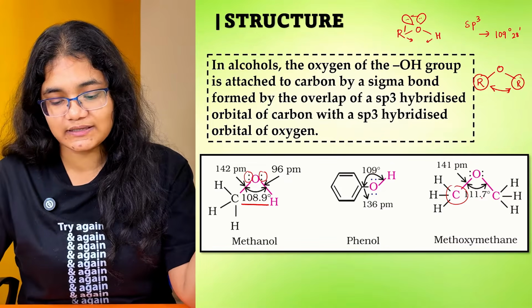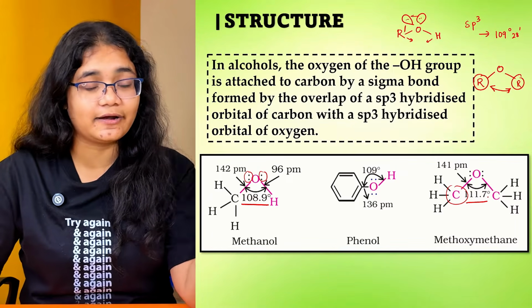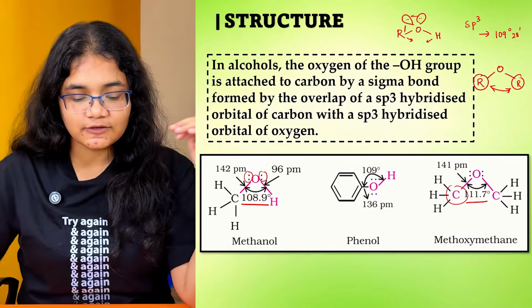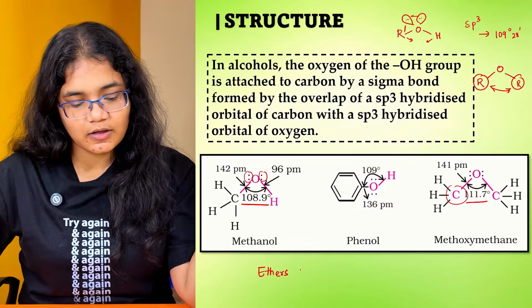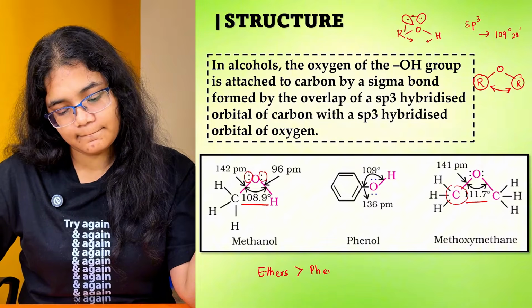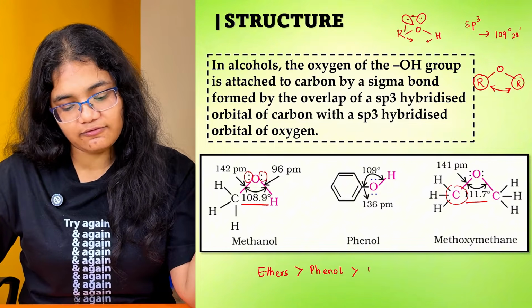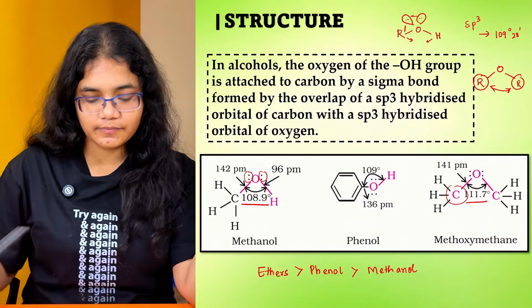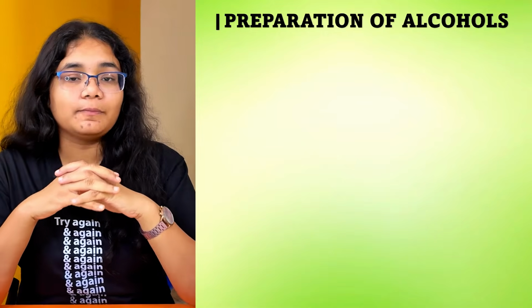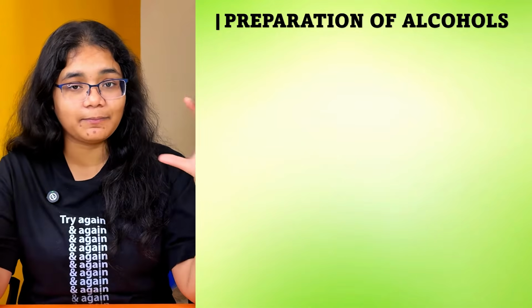How much more? 111.7 degrees. So how can you arrange the bond angle? First will be ethers, then we have phenol, and then we have methanol, or you can write alcohols. Clear? Okay, now we'll talk about preparation of alcohols, how we can prepare alcohols.